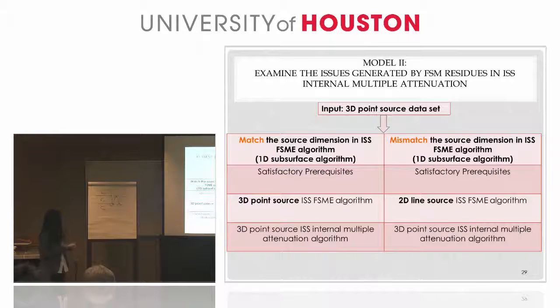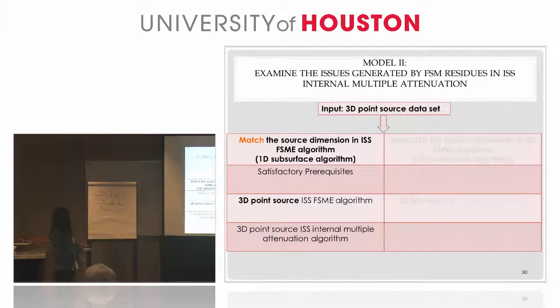We set up 2 different experiment sets. In the first one, we match the source dimension in the free surface prediction, and in the other one, we mismatch it. To be fair, for both of them, we use data that satisfies the prerequisites, which means without reference wave and ghost. And then we do the different source dimension free surface multiple prediction, subtract it, and then continue to do the 3D point source SS internal multiple attenuation algorithm on both of them.